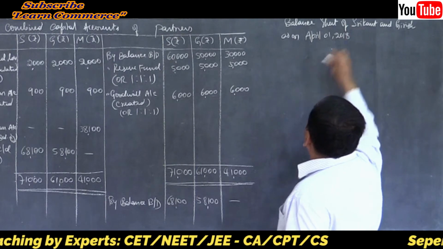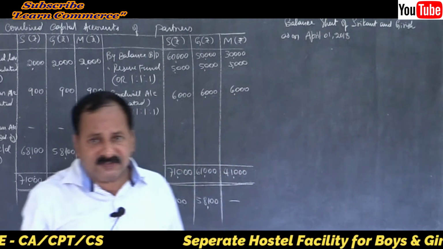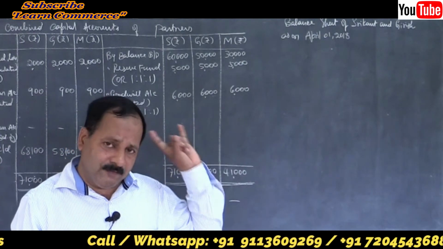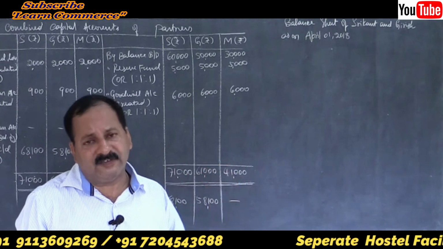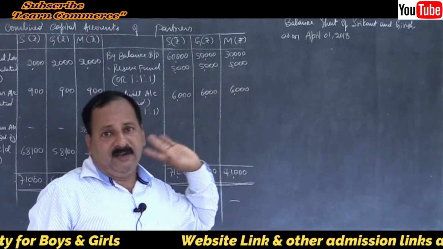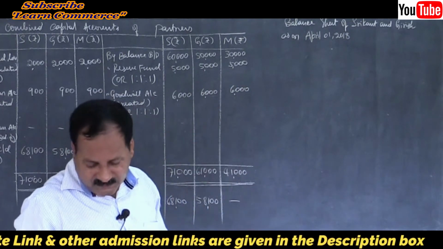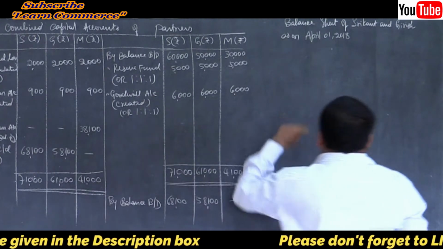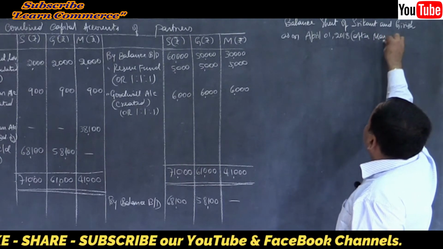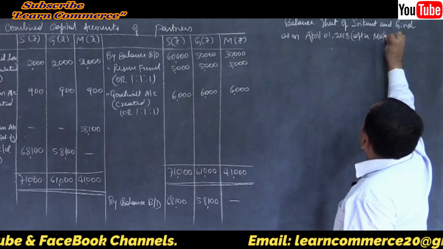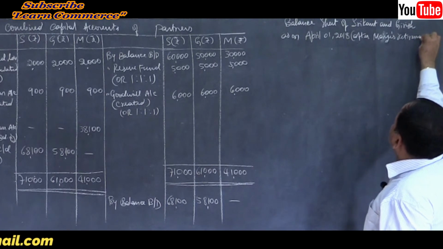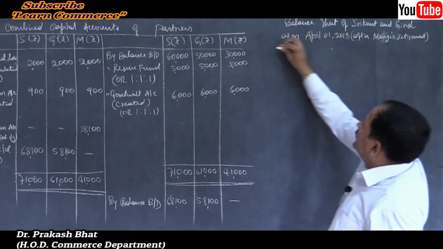2018. Don't get confused, friends. If the partner retires on 31st March, makes no difference, or 1st April, you give the balance sheet date as 1st April only, because accounting year starts on 1st April. Clear? Yes. Now, 1st April 2018, after Manju's retirement. Write this within bracket.